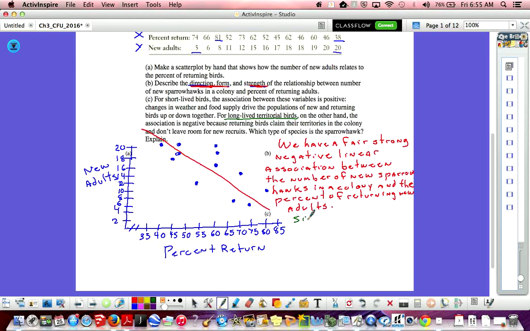So we would say since the association was negative, they are long-lived territorial birds. All right, excellent. Let's flip to the second page.